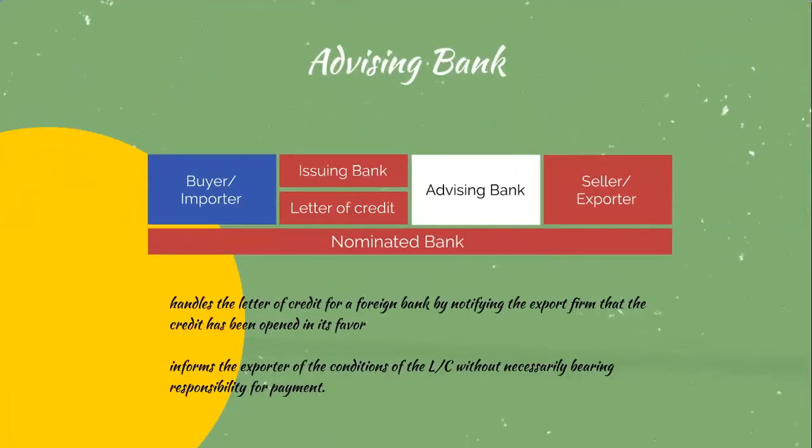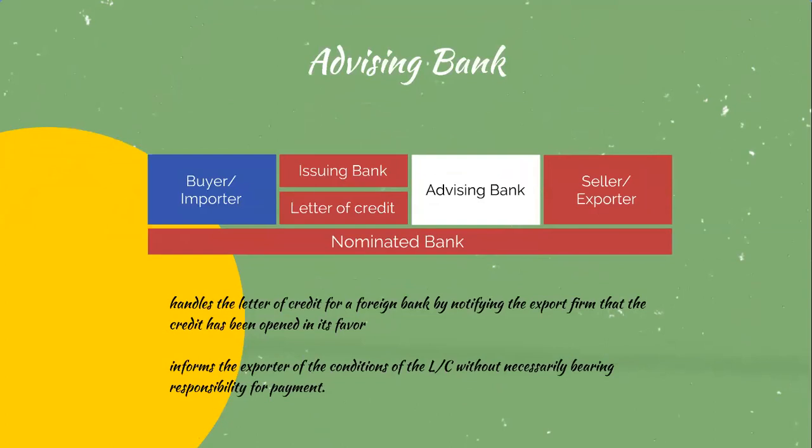Advising bank. Since we know the process of letter of credit begins from the importer. The importer approaches the issuing bank for the issuance of letter of credit, which is further submitted to the advising bank. The advising bank advises the seller that yes, the buyer can be credited and he can be supplied the goods, he shall be making the payment furthermore.